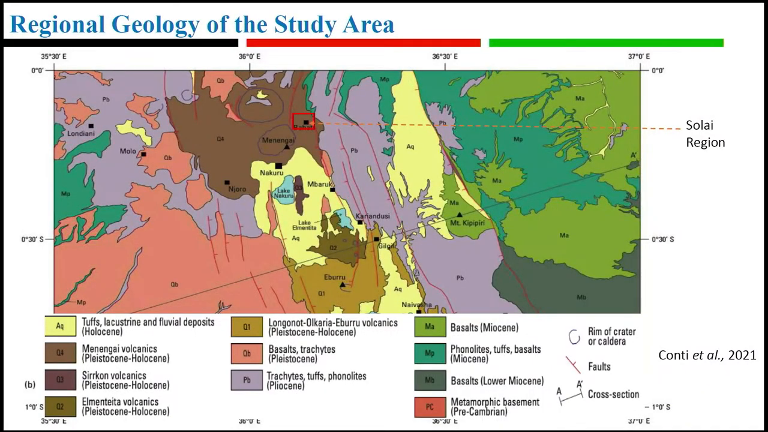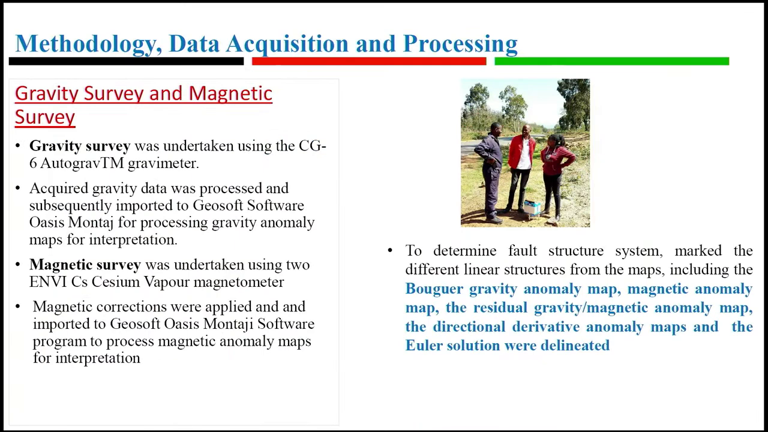For the regional geology, we can see that the whole area has tuffs, and lacustrine and fluvial deposits. The area all lies within the Menengai volcanics. This area has also different kinds of rocks, as you can see from the diagram. So I'm not going into those details, let me just move ahead.